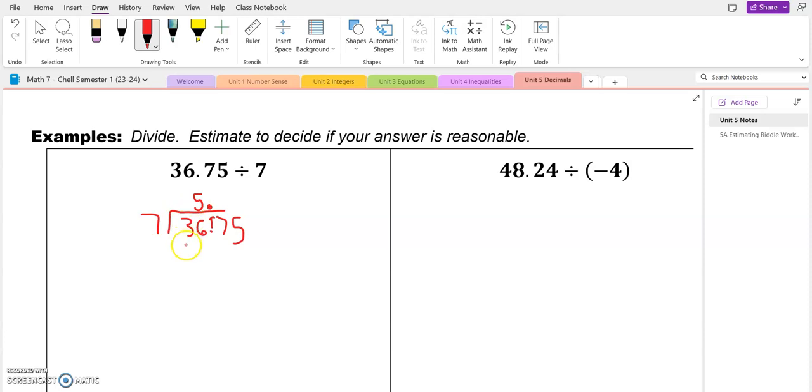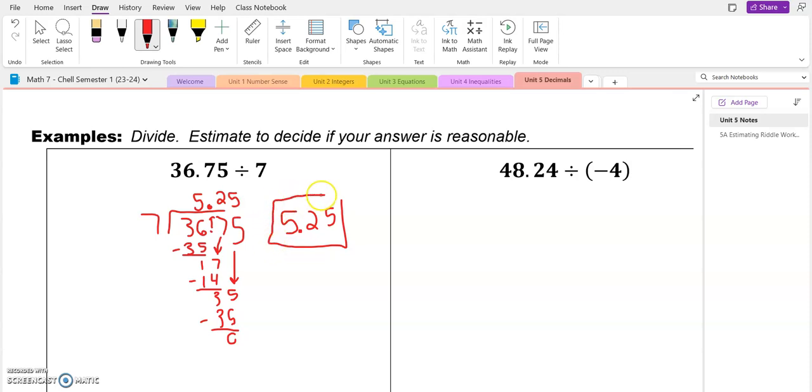And 7 times 5 gives you 35, of which we can subtract and get 1 remaining. And now we bring down our 7. 7 goes into 17 2 times, so we'll put our 2 after the decimal now. And that would be a 14 if you do 7 times 2. Subtract that, we get 3 remaining. And bring down our 5, and 7 goes into 35 5 times, which is a grand total of 35. So we subtract and get 0, and we're done. Our answer is 5.25.